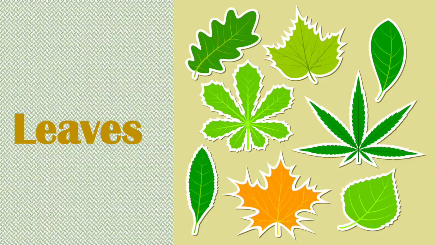What is this picture now? Yes, they are leaves, different types of leaves. Leaves are mostly green in color. They prepare food for the plants with the help of sunlight. They have different shapes and sizes.